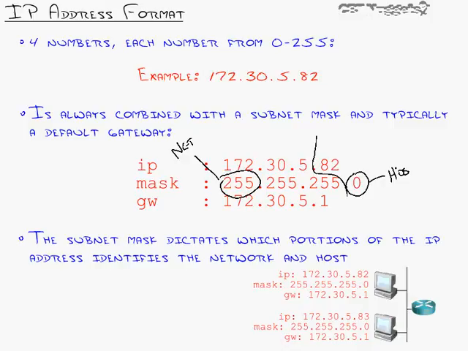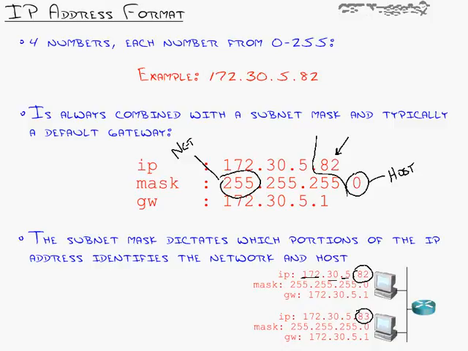Now, the host portion identifies who you are on that network. Notice that this is host 82 and this is host 83. When it comes to IP addresses, when you have all sorts of devices plugged into the same switch or the same hub, they are considered on the same network. And they must start with the same octets of their IP address in order to communicate.